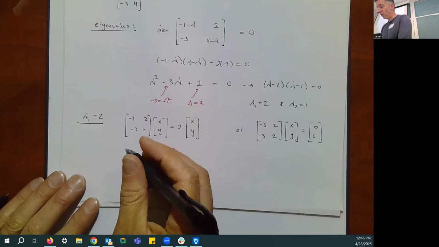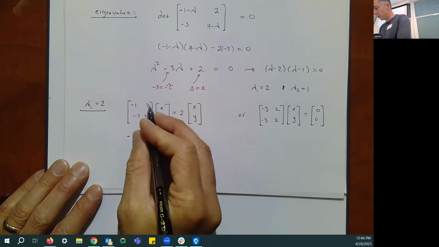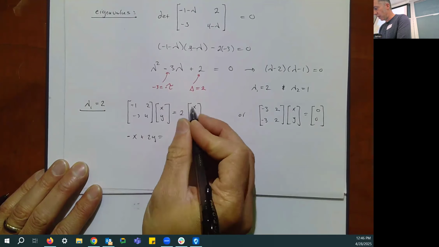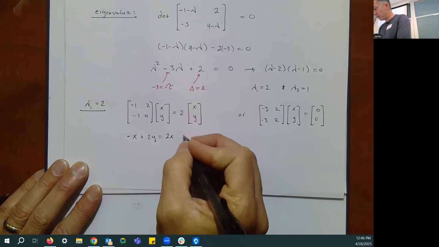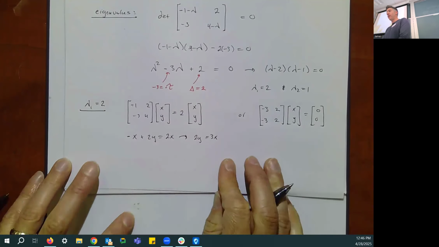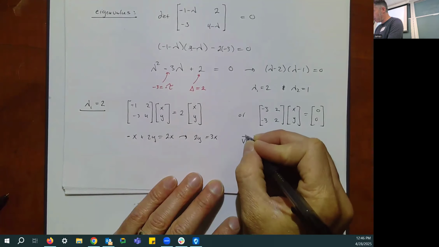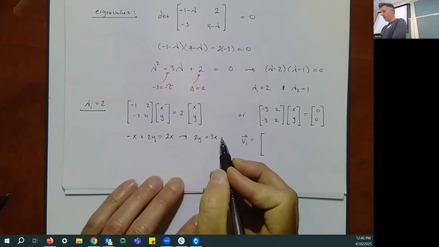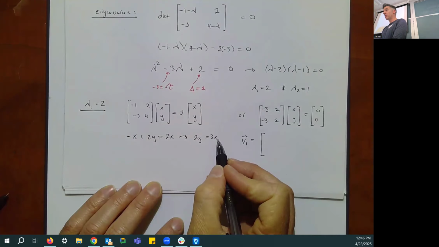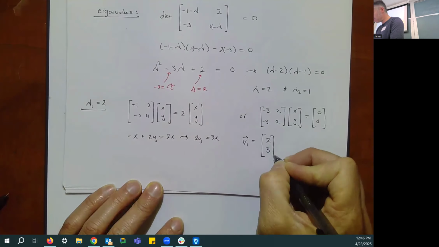And then I'm only going to write down the first equation. -1 times x plus 2 times y equals 2 times x. I'm going to add x to the other side and get 2y equal to 3x. And then I'm going to take the easy solution and say that my eigenvector is going to be, x is going to be how much? And y is going to be how much? Right.